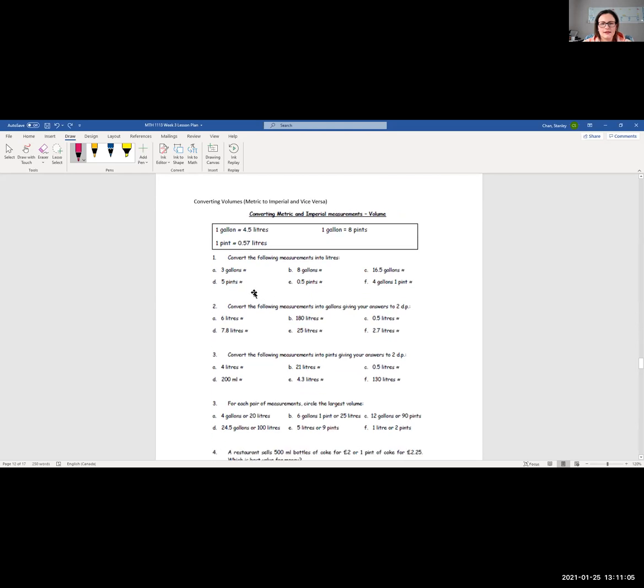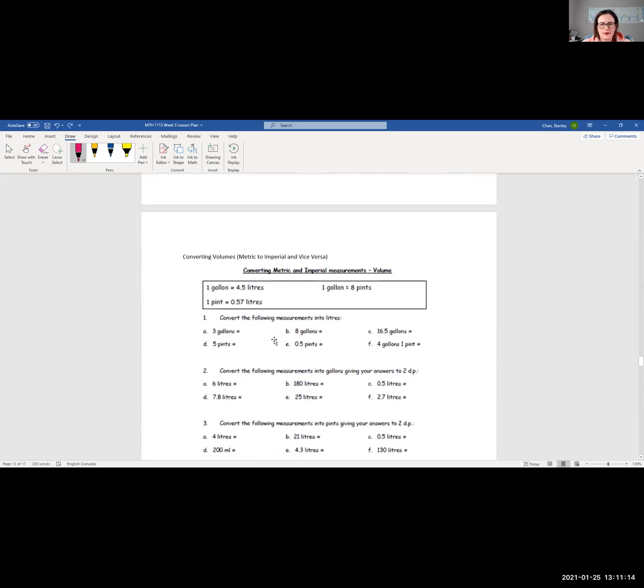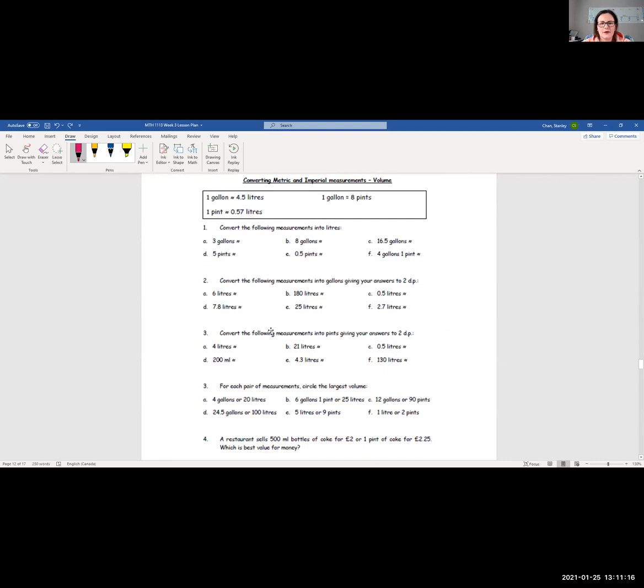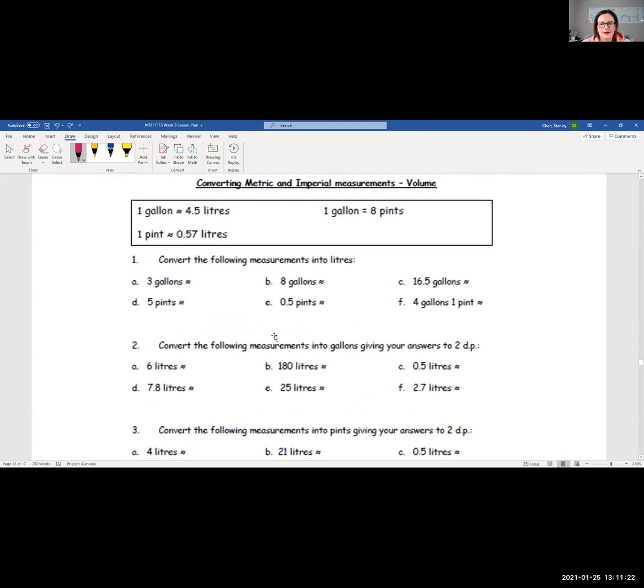All right, so let's convert the following measurements into liters. So let's say you're working at a hospital and you have 8 gallons of liquid, but you need to know how many liters that is. Or you have 3 gallons. Let's start with 1A. How many liters do you have if you have 3 gallons?